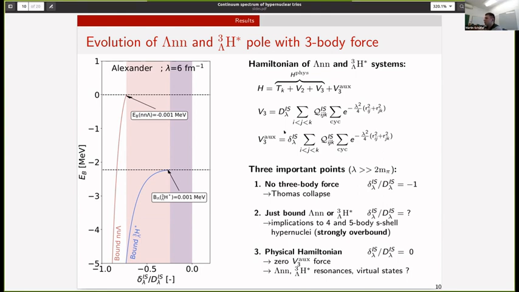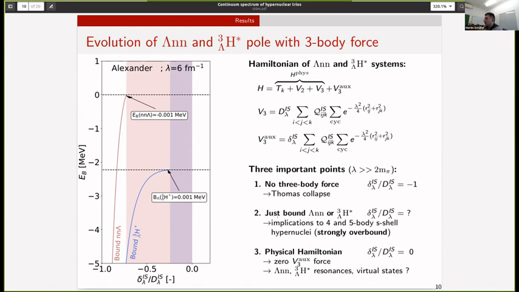So the ratio of these two strengths gives us three different points. If the strength of the attractive force is the same as the repulsive one, then we have no three-body force, and it leads to the Thomas collapse, which we see here. Then we can set the auxiliary three-body force such that the lambda-NN system or the excited state of the hypertriton is just bound. At this point we perform the calculation, and what we see is that it has tremendous consequences for four- and five-body hypernuclei, which come out strongly overbound.